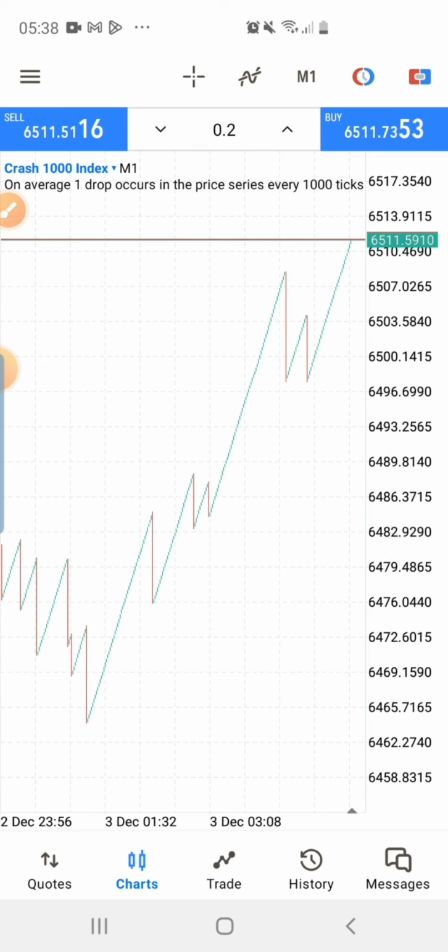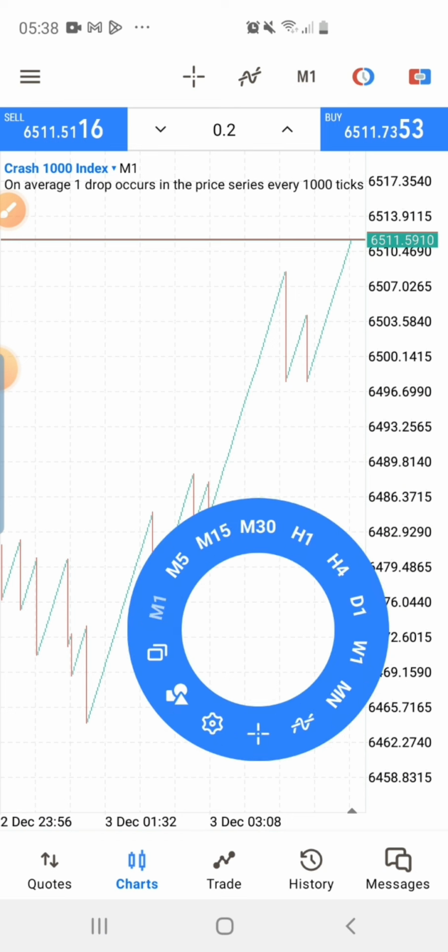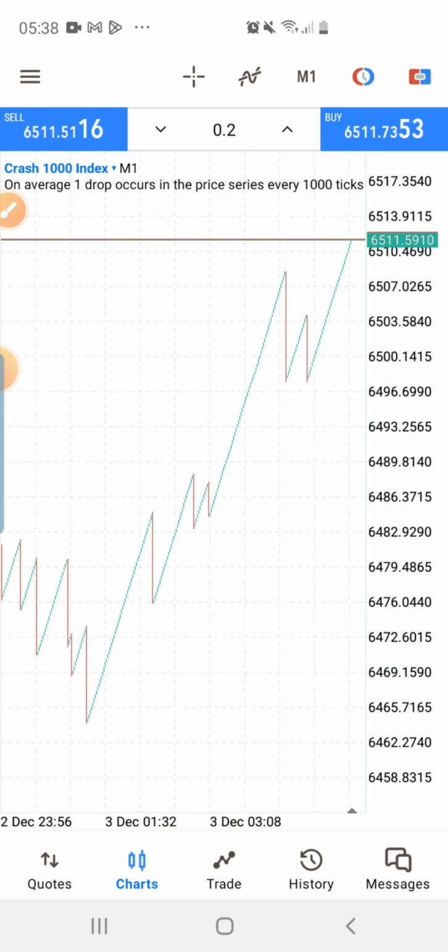So don't play this game on Crash 1000 and Boom 1000. If you want to try it, I don't advise you to do that. But if you want to do that, you can do it on Boom 500 and Crash 500. That one can actually work. But if it comes to Crash 1000 and Boom 1000, stay away.